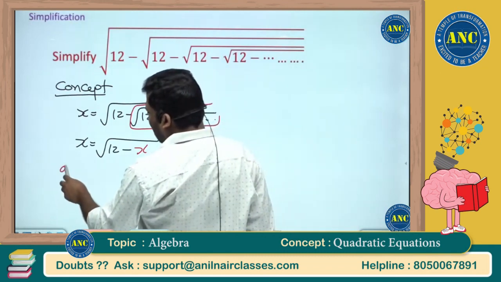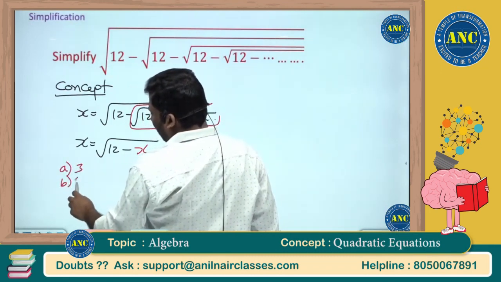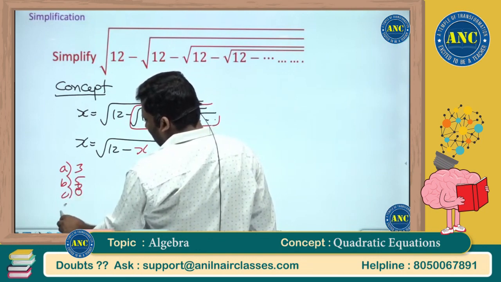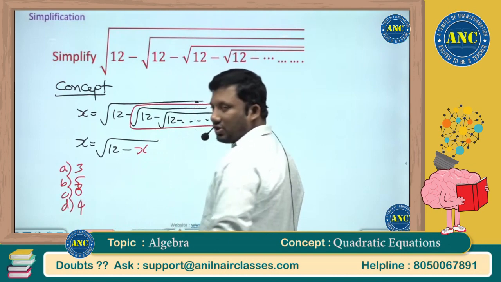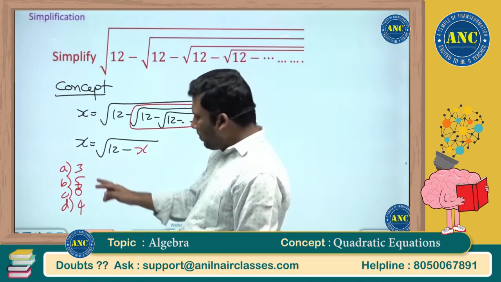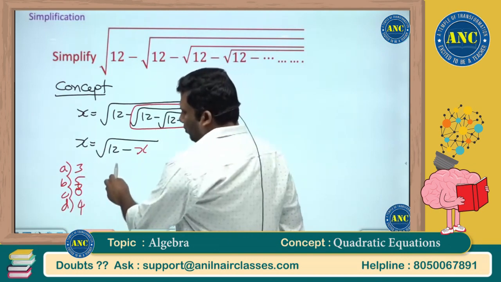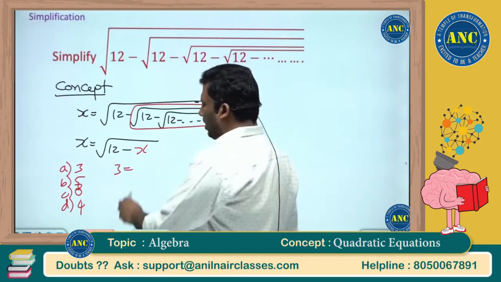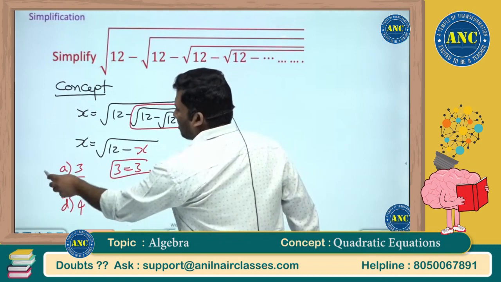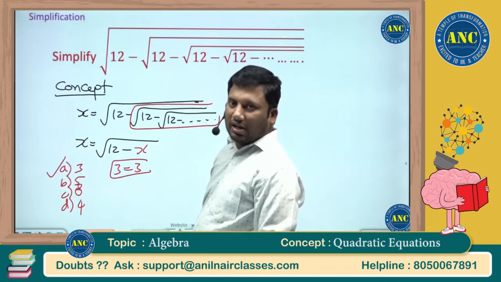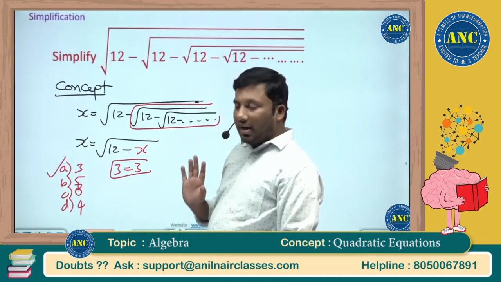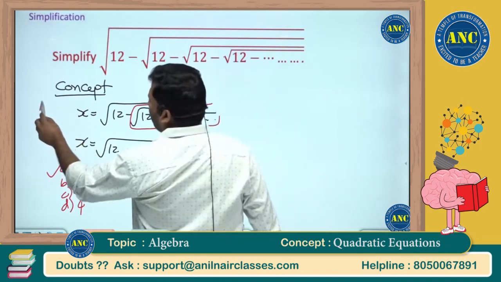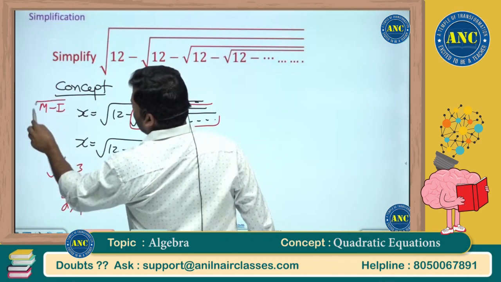If the options are like this, 3, 5, 8 and 4, just substitute the option. X equals 3. 3 equals root of 12 minus 3. 12 minus 3 is 9. 3 equals 3. It is satisfying the question. I hope the idea is clear. This is one way to solve. This is method 1.